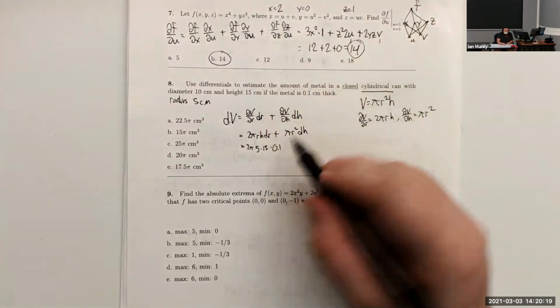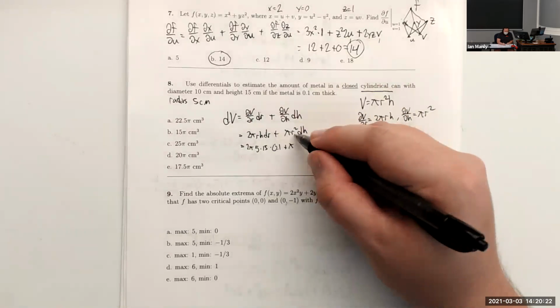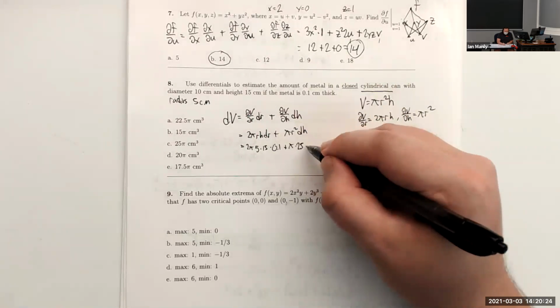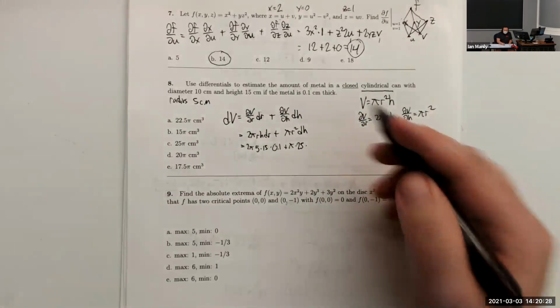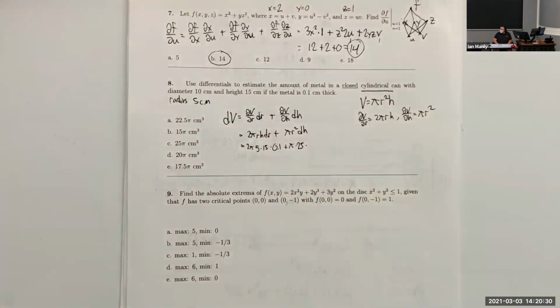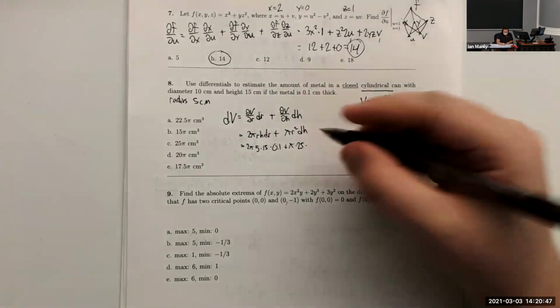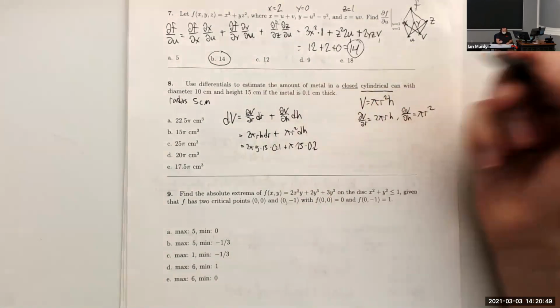Now if we go over here, we have pi, we have r squared, which is 25. And then what am I going to put for dH? So they emphasize that this was a closed cylindrical can. How do you think that's going to impact what we have here? Yeah, that's right. So we're going to double it because it could have the thickness of the metal at the bottom, and it'll have the thickness of the metal at the top as well. And each one of those will be 0.1. So we have 0.2 right here.